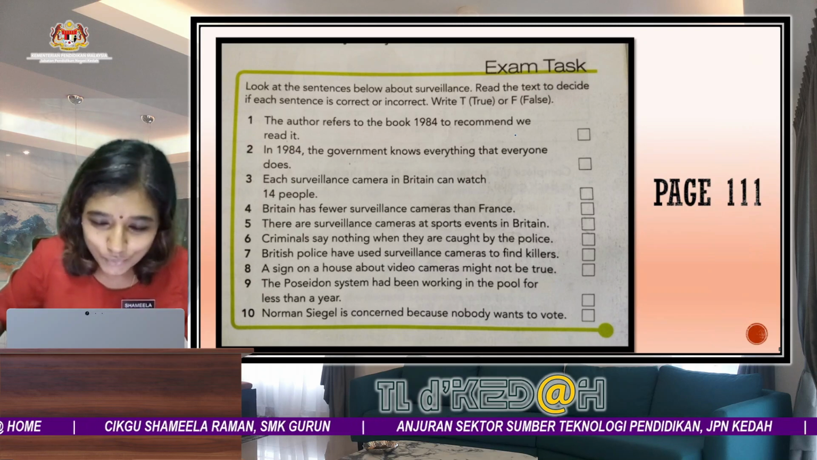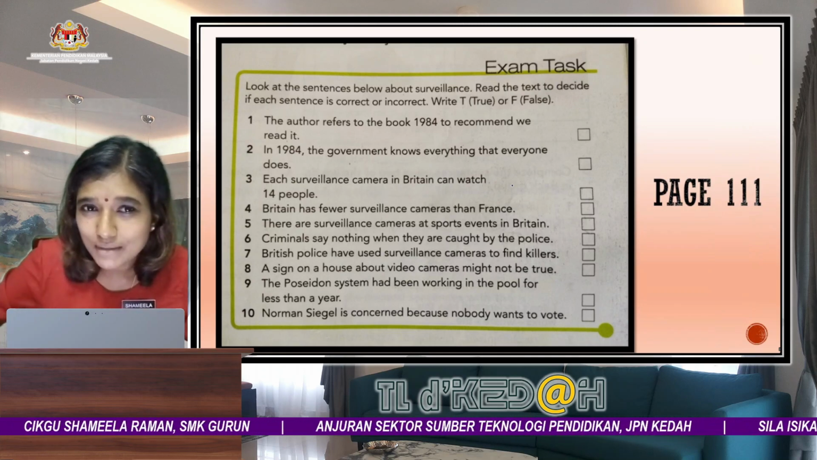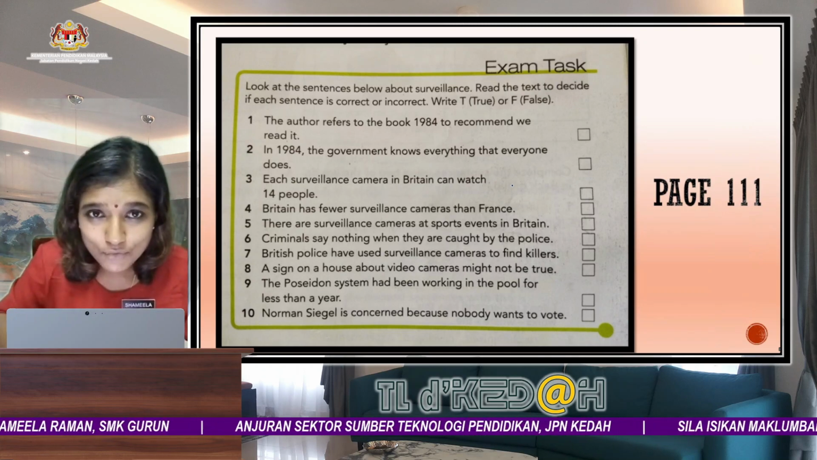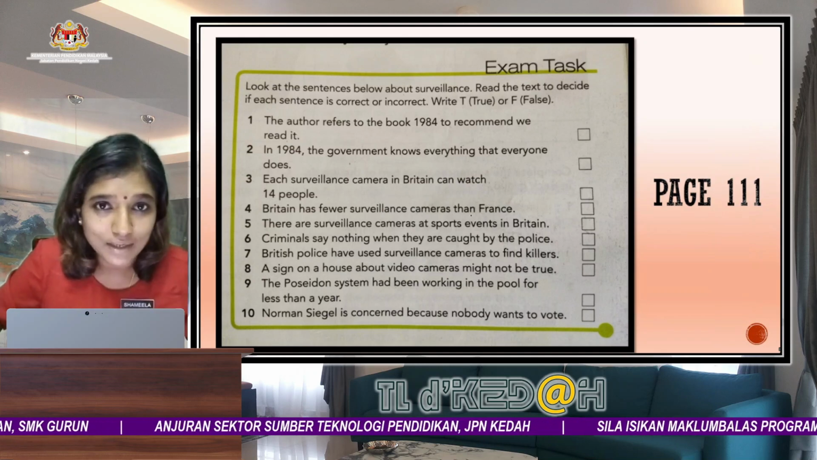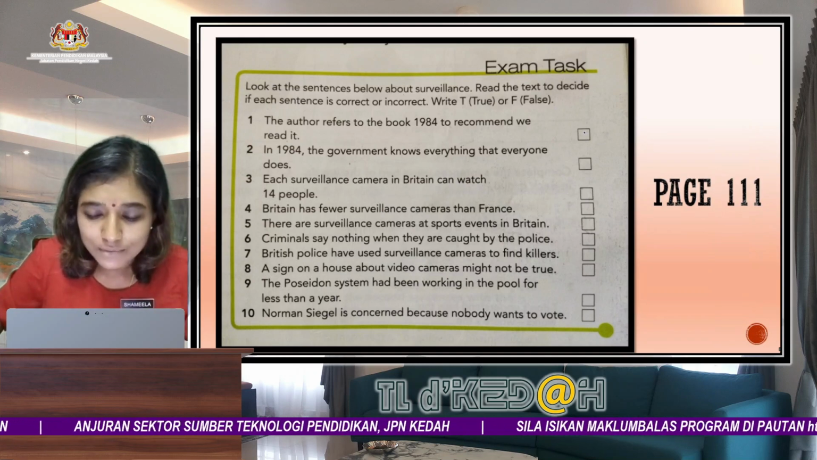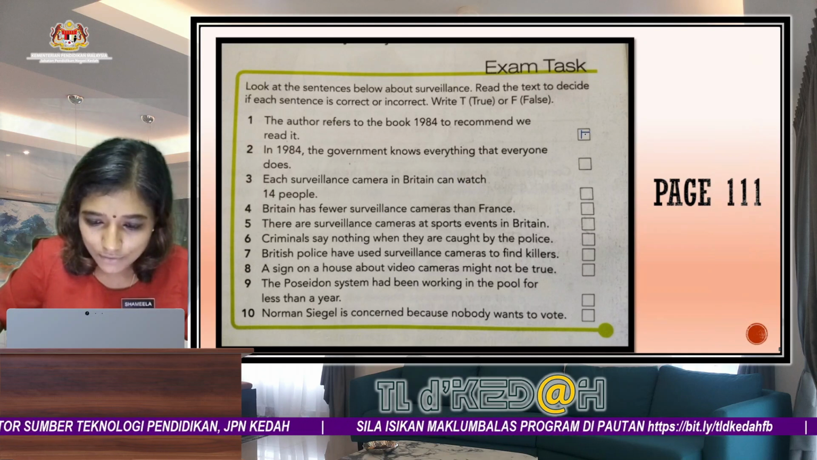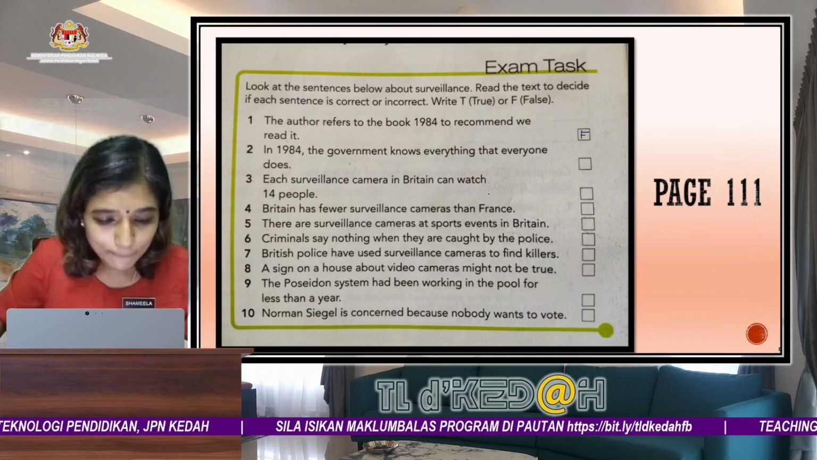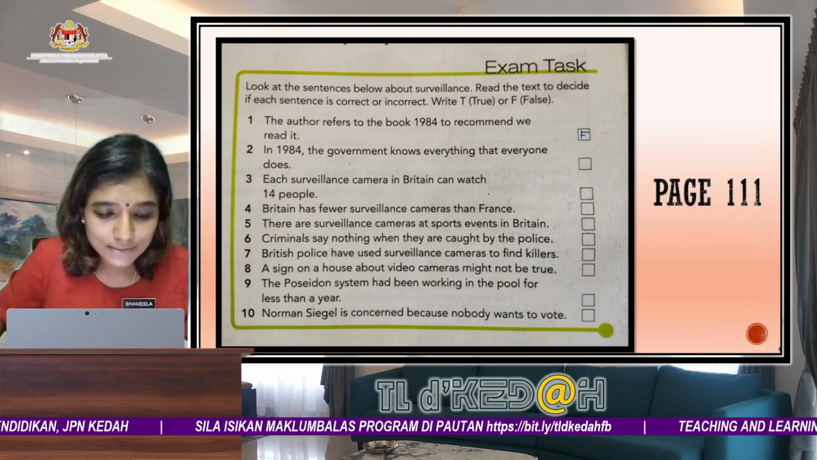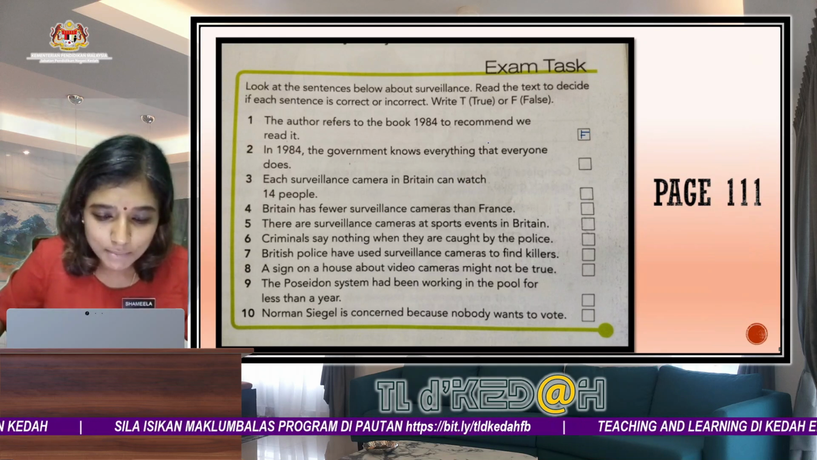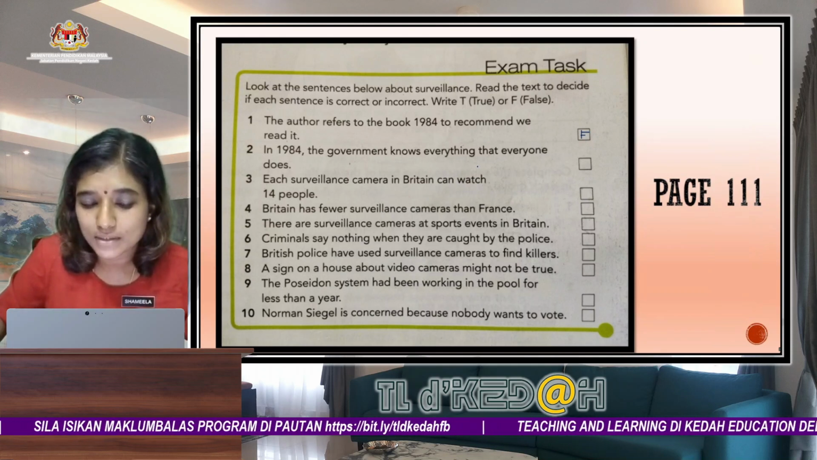Was he telling us to read this book? He was just predicting, yeah? And the writer of this text actually said nothing about us reading the book. So first statement is false. Okay? Next, in 1984, the government knows everything that everyone does.